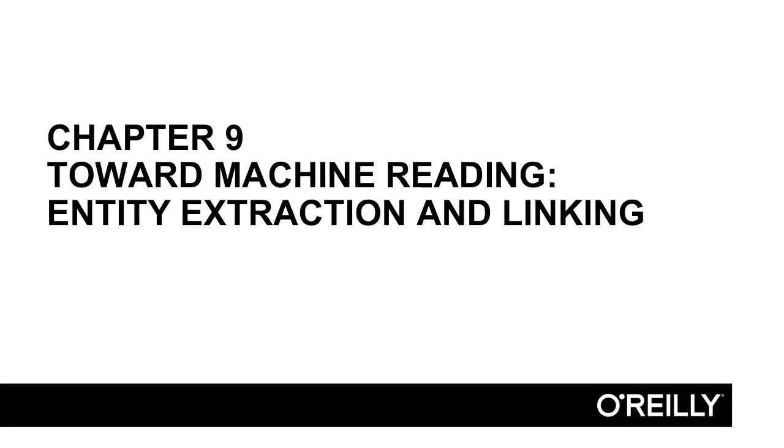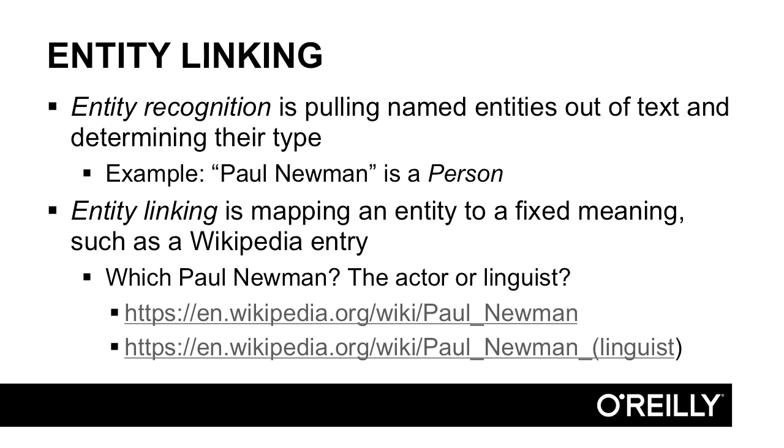This video is toward machine reading, entity extraction, and linking. Entity recognition is pulling named entities out of text and determining their type. For example, we could have a sentence that mentions Paul Newman, and we could recognize that Paul Newman is a person. Entity linking is mapping an entity to a fixed meaning, such as a Wikipedia entry.